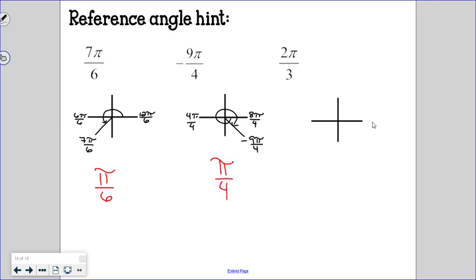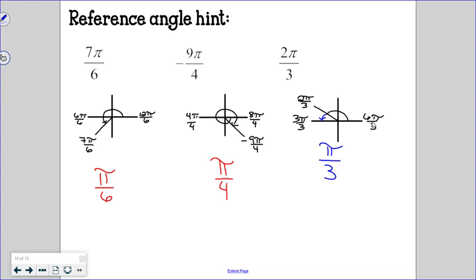Same thing with our pi over 3s. 3 pi over 3, 6 pi over 3. I need to go 2 pi over 3, which means I can't even finish half a circle. How far away am I? Pi over 3. Okay, I want this super simple. What's your shortcut if your angle is in radians for its reference angle?